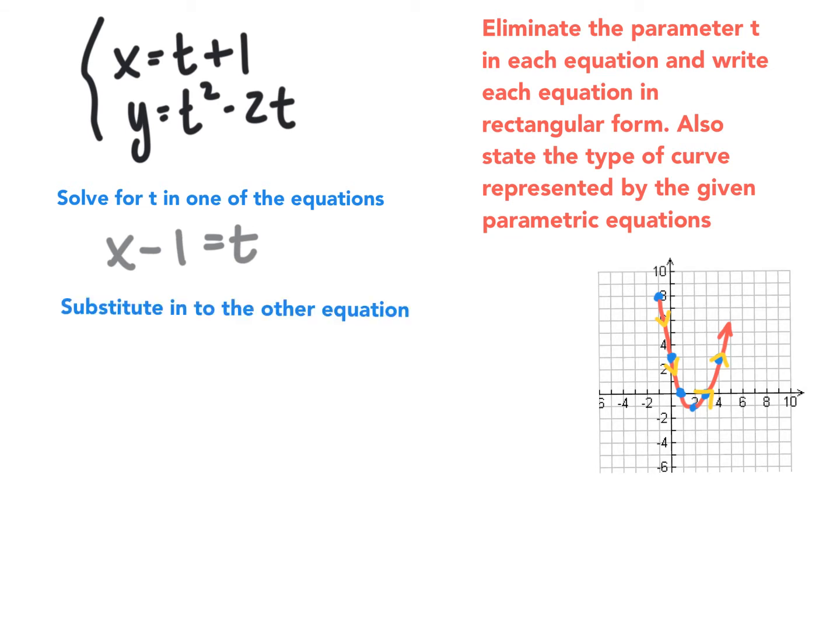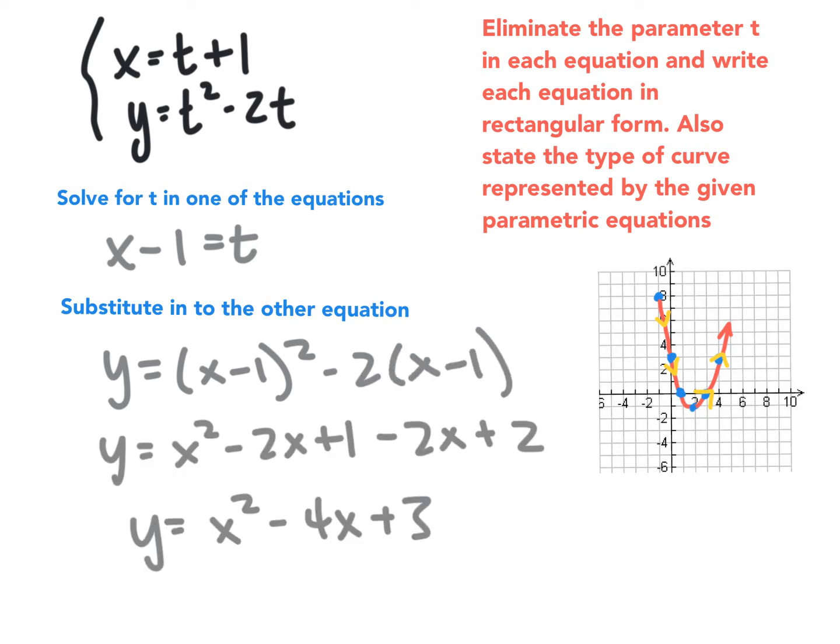Next, I just want to substitute that into the other equation. So y equals (x minus 1) squared minus 2 times (x minus 1). After a little algebra, I get y equals x squared minus 4x plus 3. And when you know it, that is the equation of this parabola right here. You can even see this plus 3 is my y-intercept.